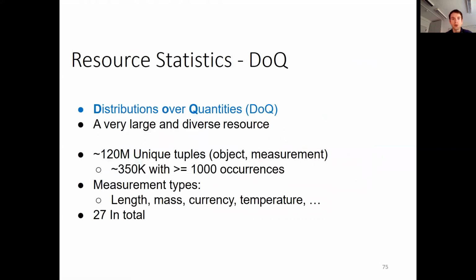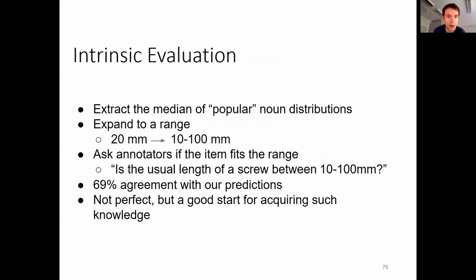And so the resulting resource is called DOQ, distribution over quantities. It is a really huge resource, about 120 million unique tuples of an object and a measurement. 250,000 objects have more than 1,000 occurrences. There are 27 measurement types in total, like length, mass, currency, temperature, and so on. And the resource has a quite reasonable quality.